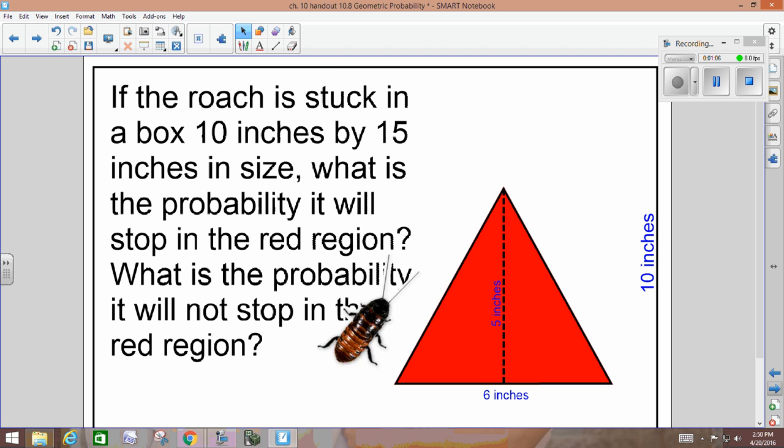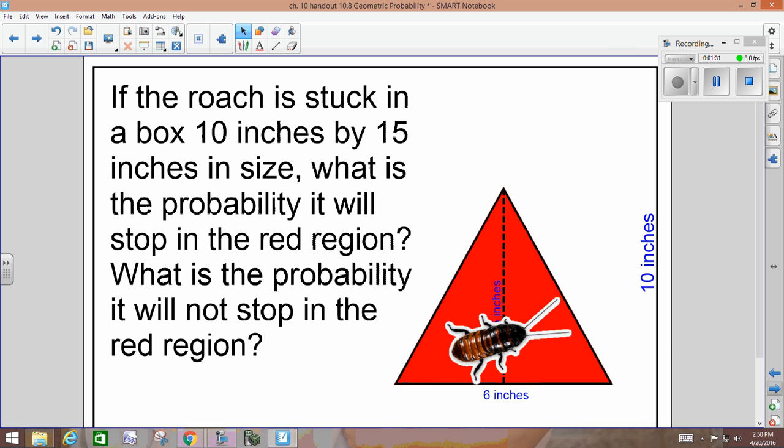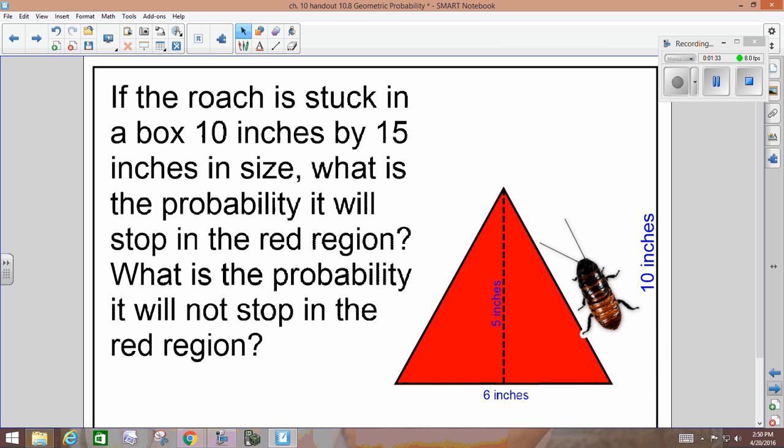So here, if the roach is stuck in a box that's 10 inches by 15 inches, what is the probability that it will stop in the red region? And what is the probability that it will not stop in the red region? So if I want it to go in the red region, what is the shape of the red region? Triangle. So if I want it to go inside of the triangle, what do I have to figure out about the triangle? How do you find the area of a triangle, Megan?